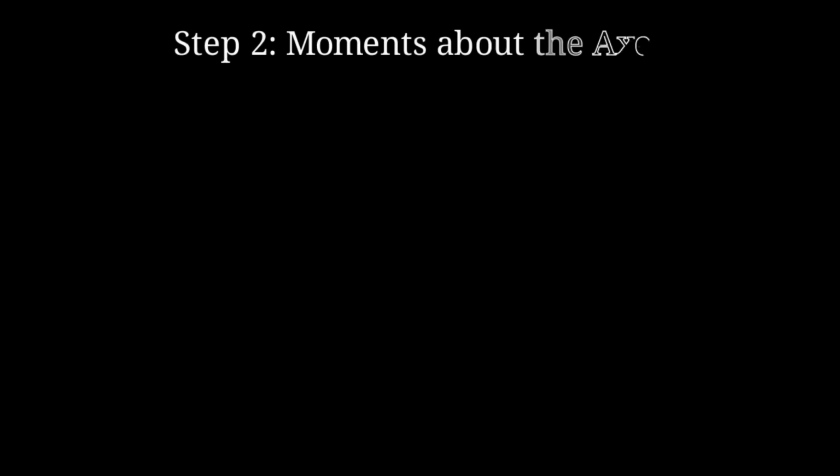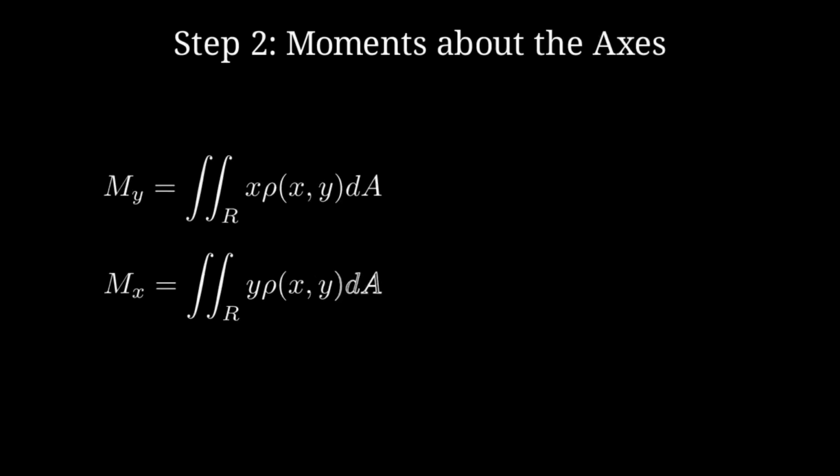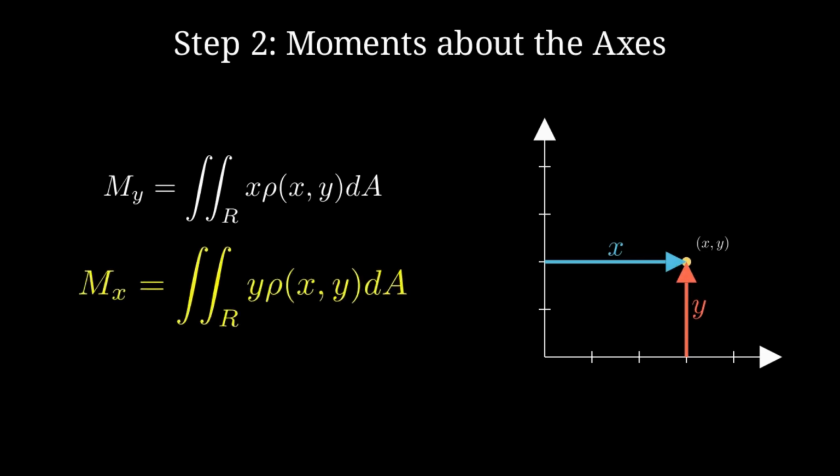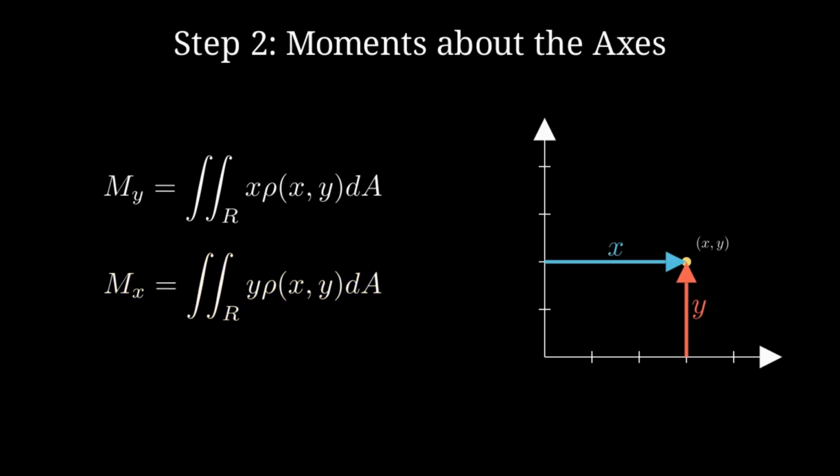Next, we find the moments. The moment about the y-axis, m sub y, measures the tendency to rotate around that axis and uses distance x. Conversely, the moment about the x-axis, m sub x, uses the distance y. Note the subscripts are swapped.